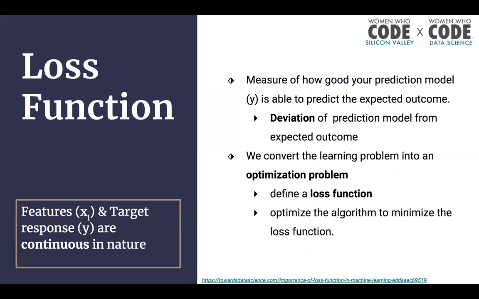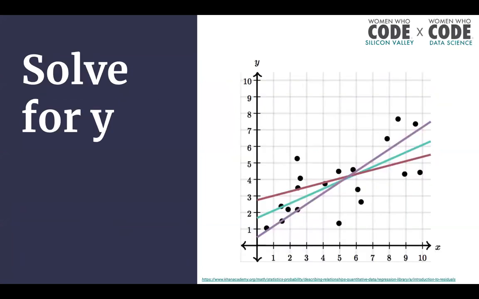It does this by measuring the deviation of the prediction model from the expected outcome. So we can convert this into an optimization problem where you define a loss function and then pick the line with the minimal loss. Going back to the image from the previous slide, I can generate n number of lines I want, but for each of these lines, I can calculate a loss. And this loss value can be compared against each other to see which one is the best fit.